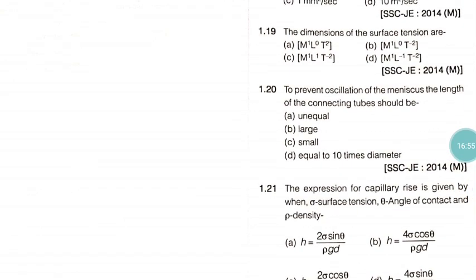To prevent oscillations of meniscus, the length of the connecting tubes should be what? Okay. So if you know, when the capillary tube is dipped in some liquid, the liquid will rise and reach to the top due to surface tension. And if the connecting tubes are small in length, then there will be no oscillation of the meniscus, as the viscous forces will dampen out the oscillation at the top edge.